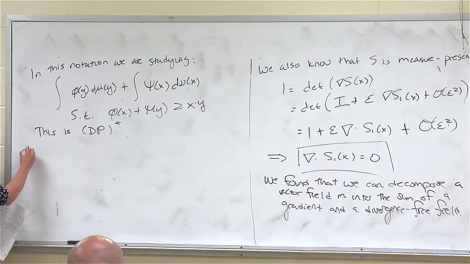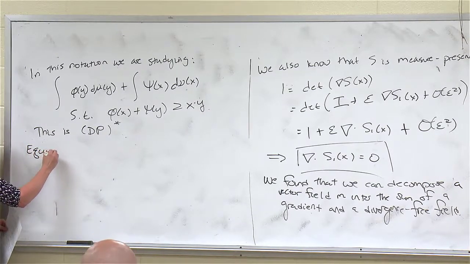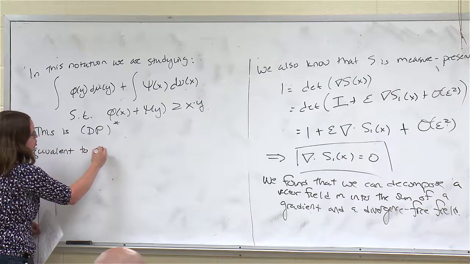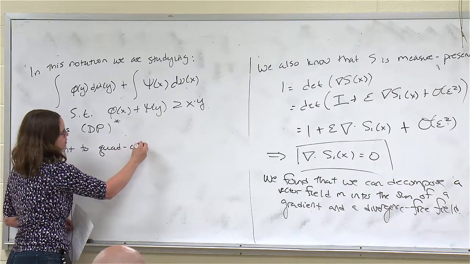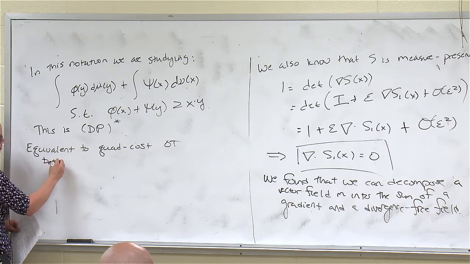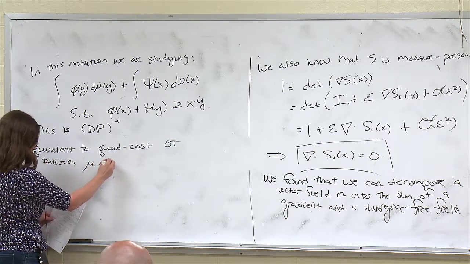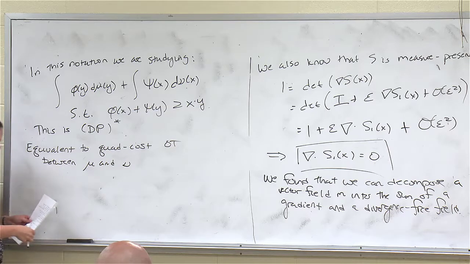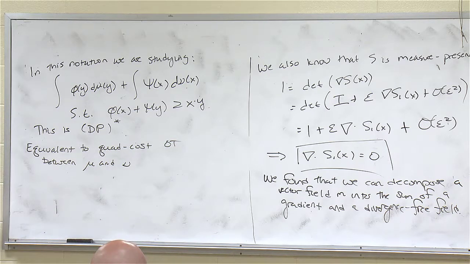Okay. So this is exactly equivalent to quadratic cost OT, optimal transport, between mu and nu, nu being the Lebesgue measure.